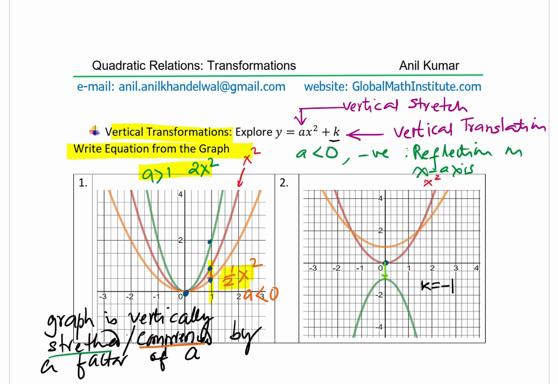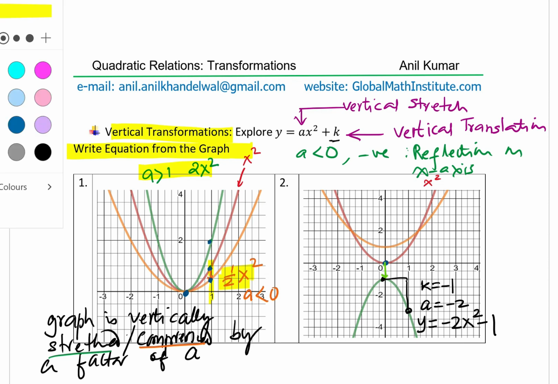Now, looking from this particular point, if I move 1 unit to the right, how much further down do I go? So I go 2 units down. That means that the a value is minus 2, since you are going downwards. Minus for negative. And that gives us the equation as y equals to minus 2 x squared minus 1. Perfect. So that becomes our solution for the particular graph.